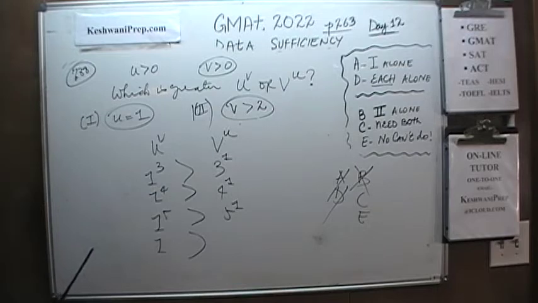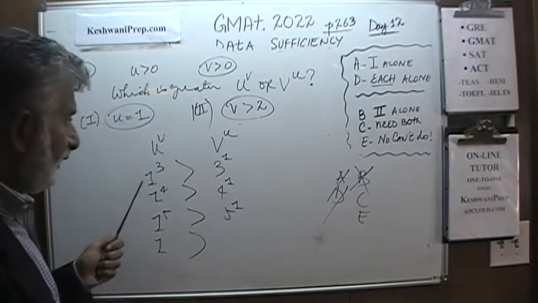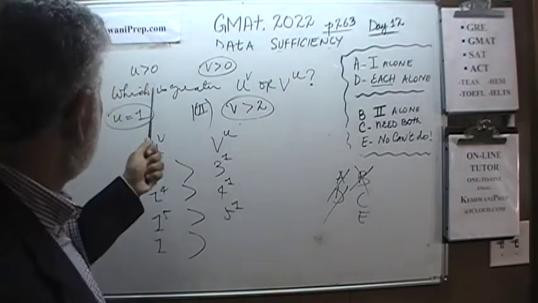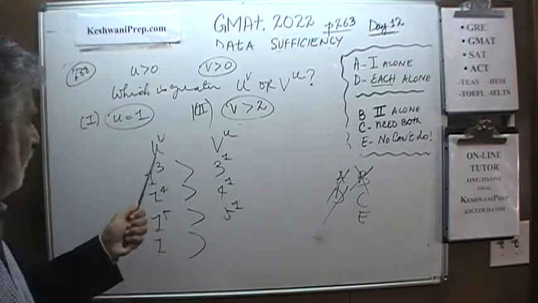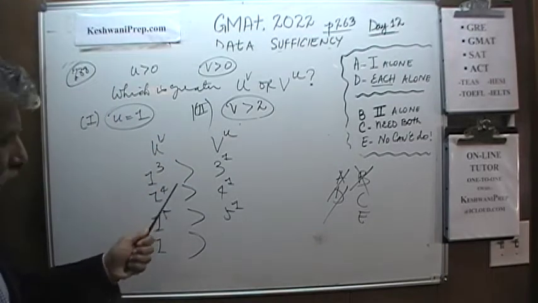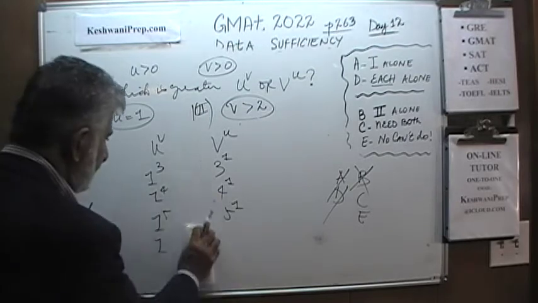No matter how high we go, it's always going to be greater. So now we can give the definitive answer. Which one is greater? We can tell that this is all wrong. 1 is not greater than 3.